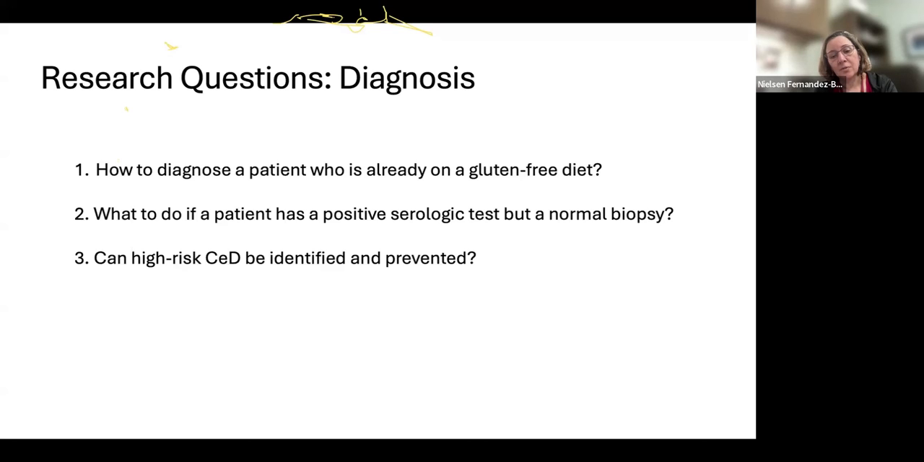So many patients with dermatitis herpetiformis do not have intestinal symptoms, but if you were to biopsy the small intestine, about 85 to 90% of them will have changes in the intestine. The data shows that the same reaction that occurs in the intestine is occurring in the skin.